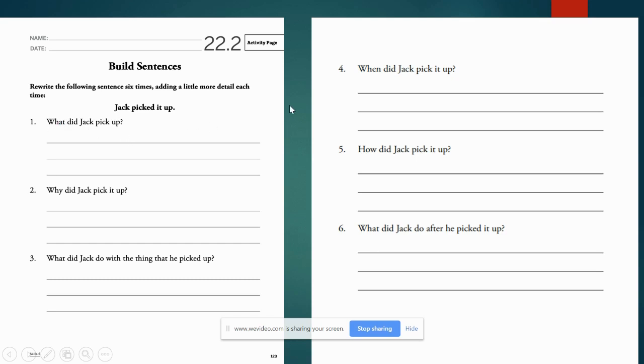And so my sentence would look something like this. Jack picked up a can. Moving on to number 2, now I'm adding even more detail to answer why did Jack pick it up? Jack picked up a can because he needed to recycle.